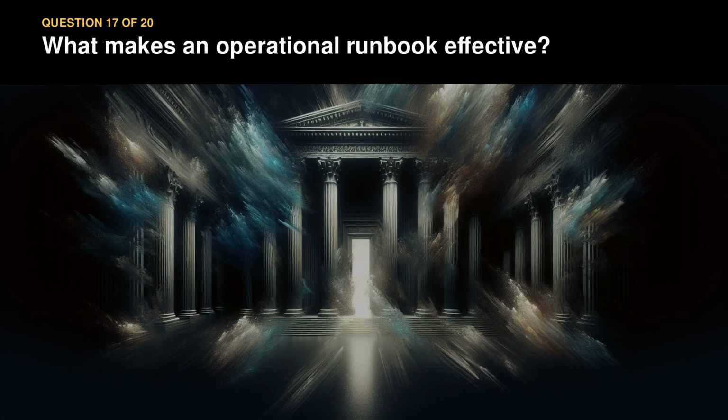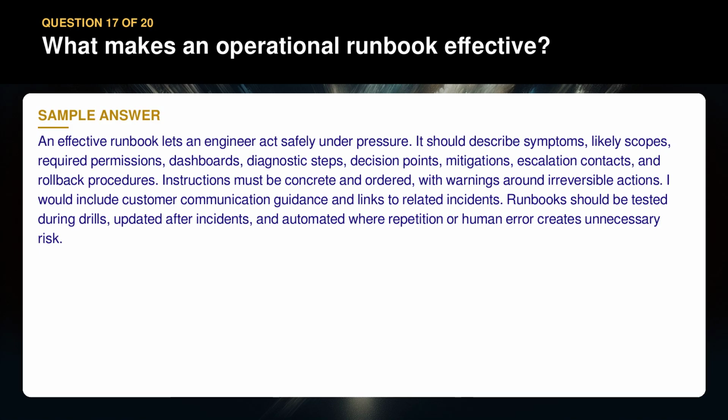What makes an operational runbook effective? An effective runbook lets an engineer act safely under pressure. It should describe symptoms, likely scopes, required permissions, dashboards, diagnostic steps, decision points, mitigations, escalation contacts, and rollback procedures. Instructions must be concrete and ordered, with warnings around irreversible actions. I would include customer communication guidance and links to related incidents.